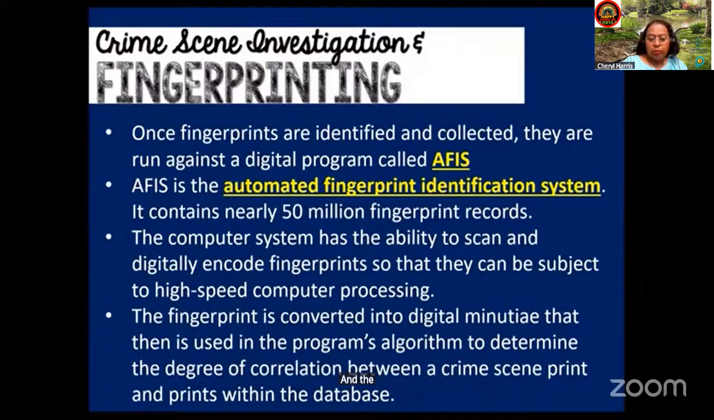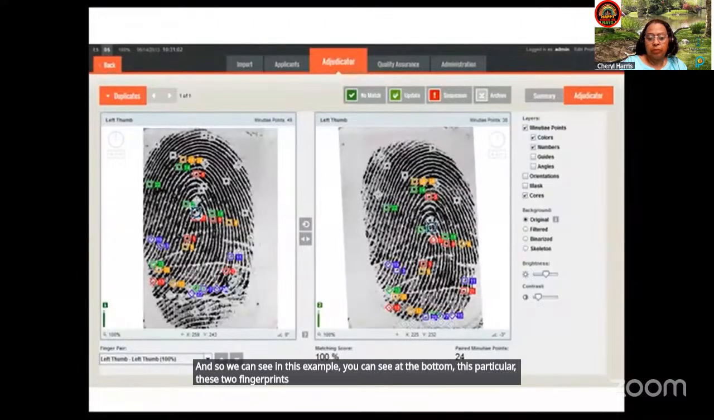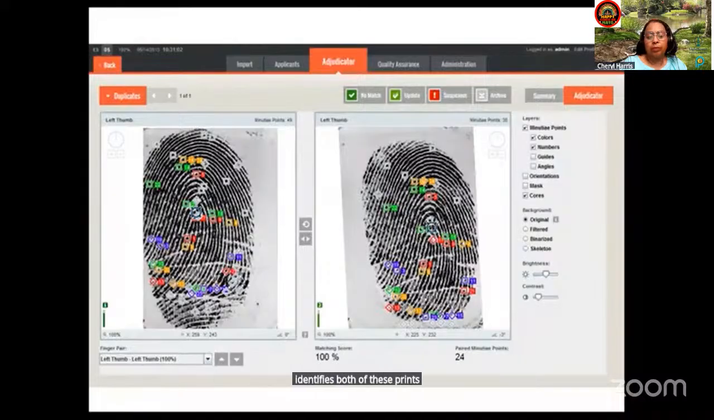The way it works is a fingerprint is converted into a digital minutia, and then an algorithm reads the fingerprint and identifies matches between minutia patterns found in one fingerprint and another. We can see in this example at the bottom, these two fingerprints had 24 minutia patterns in common. And so the algorithm of the computer program has a matching score of 100%. So this computer program identifies both of these prints as originating from the same person.